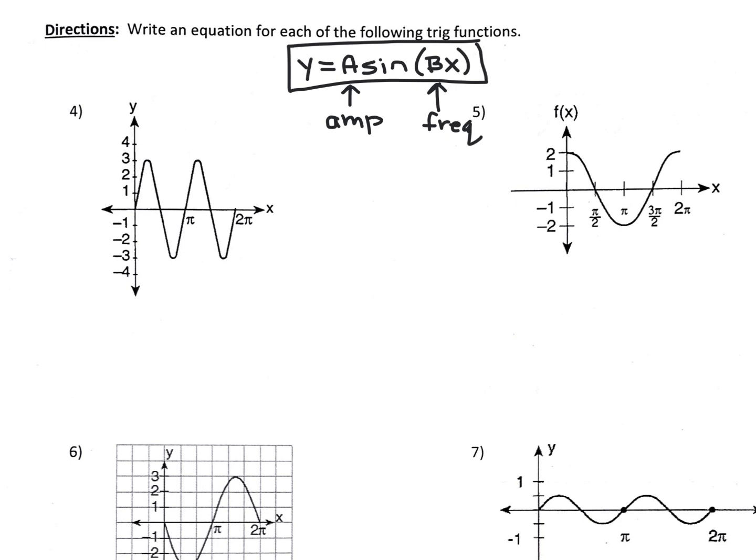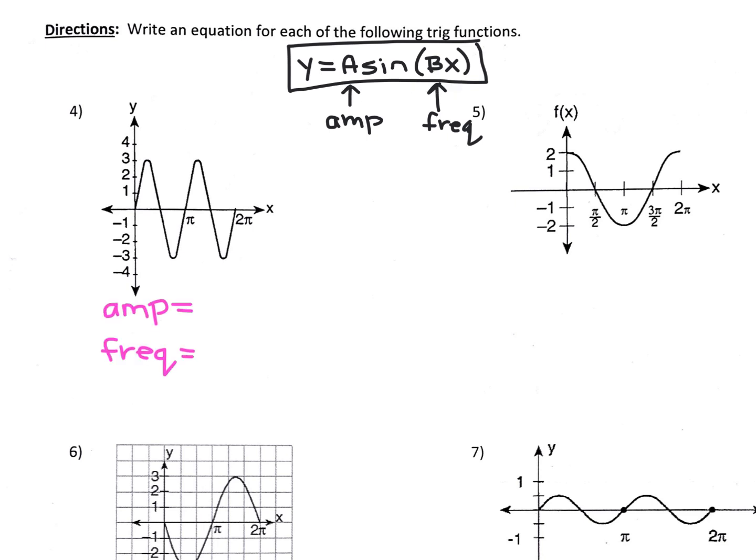Now, we know that this is the general setup of our equation for a sine curve, and same thing for a cosine curve, except instead of the word sine being here, we would have cosine. All right, so the number in front of the word sine or cosine is the amplitude, and the number in front of the x would be your frequency. So for each of these, let's first write down what our amplitude and what our frequency is, and then we'll plug it in to this equation.